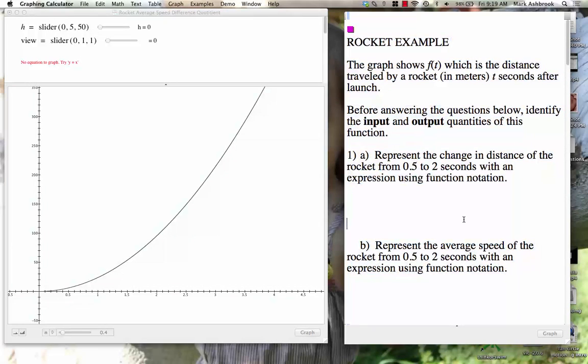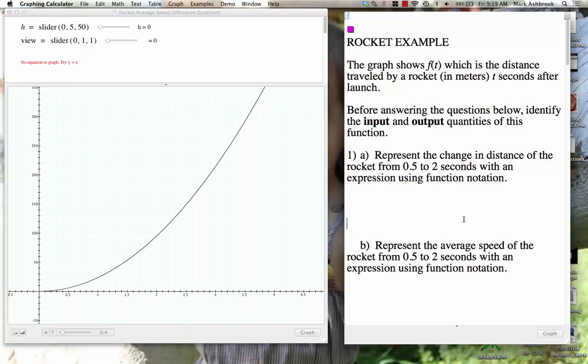Okay. So here's this example. I'm giving you a graph. The graph shows f of t, which is the distance traveled by the rocket in meters, t seconds after launch. Before answering the questions below, we want to be really sure, again, this is the same thing. We know the input and output quantities of f. And then you've got some tasks here.